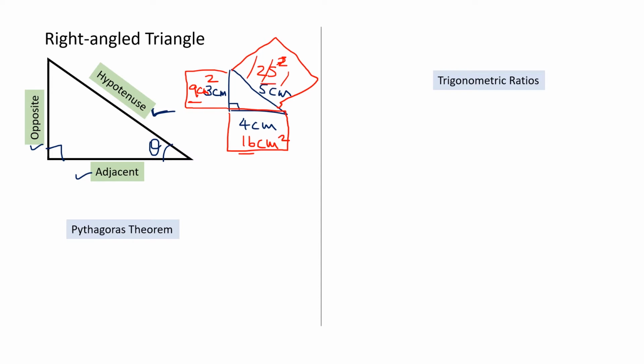To generalize, the formula for Pythagoras theorem is as follows. Let's denote the hypotenuse as h. So h squared is equal to adjacent squared plus opposite squared.